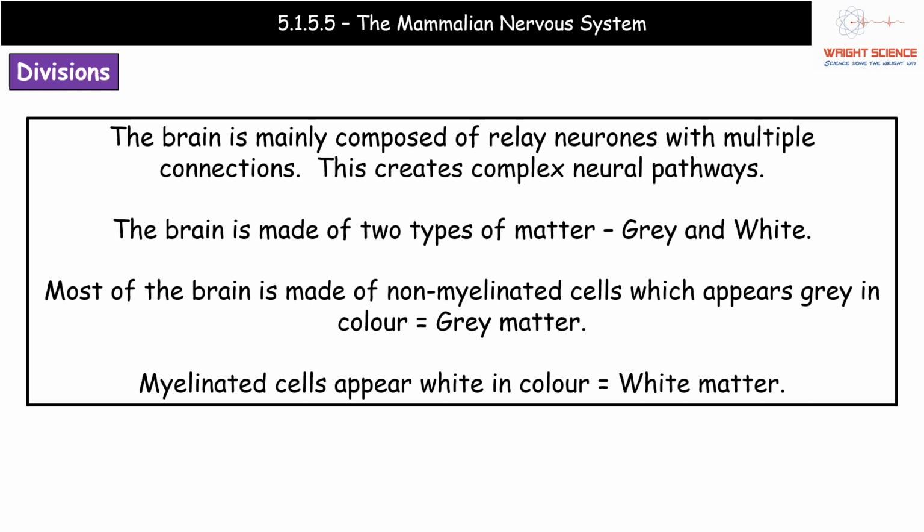When we think about what the brain is made from, there's two types of matter. You've got grey matter and you have white matter. So most of the brain is actually made up of the grey matter, and this is non-myelinated cells, so cells without that myelin coating around the outside. The white matter are the myelinated cells, and the reason that we call them grey and white is because that's just the colour they look. We're very creative at this point, as you can tell. So the grey ones look grey because they're not myelinated, the white ones look white because they do have myelin around the outside.